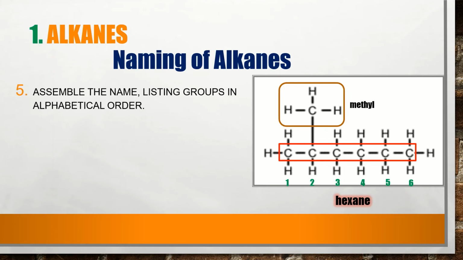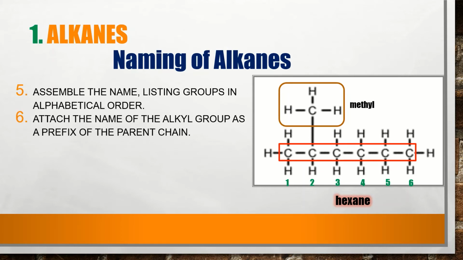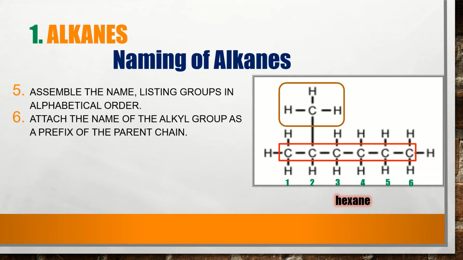Fifth, assemble the name, listing groups in alphabetical order. In our given structure, there is only one alkyl group, the methyl, so we don't need to arrange them alphabetically. Sixth, attach the name of the alkyl group as a prefix of the parent chain. The alkyl group here is methyl, so we are going to attach the methyl to our parent chain, the hexane.